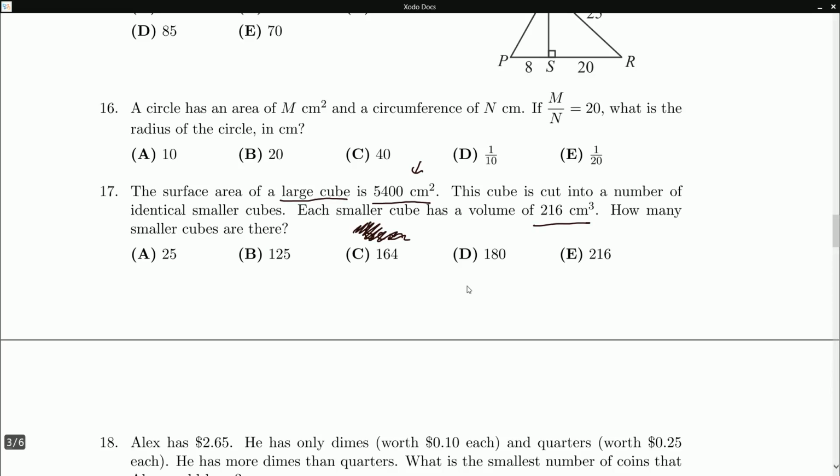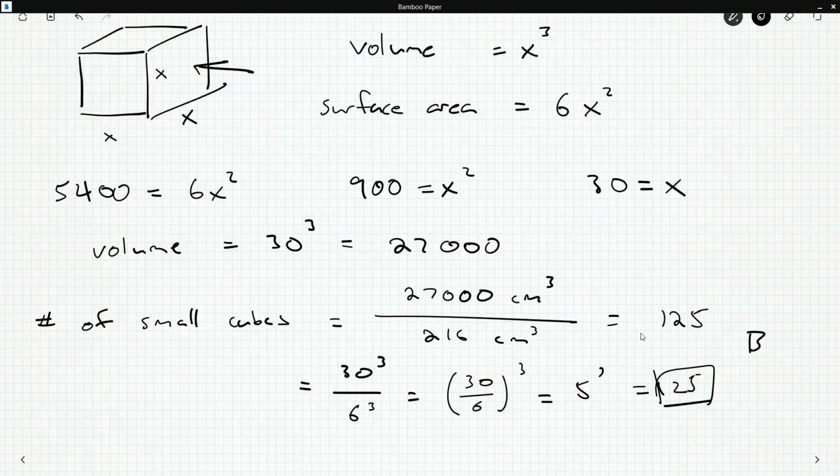Okay, so 125 is right there. It's B, and that's going to be the answer we bubble in.